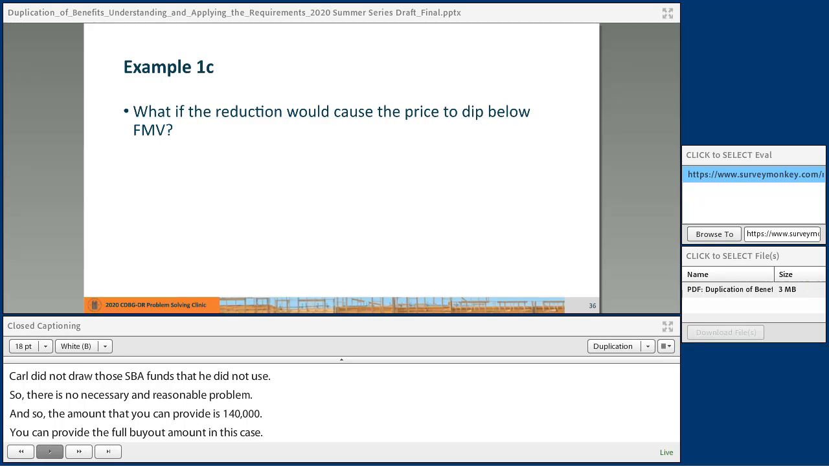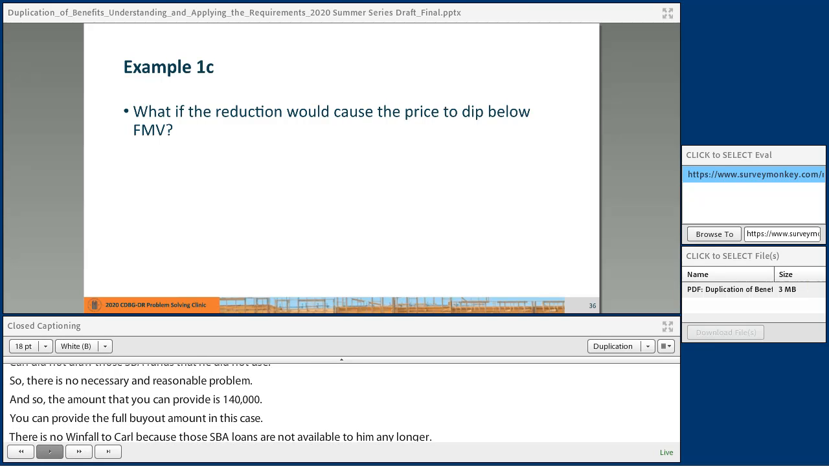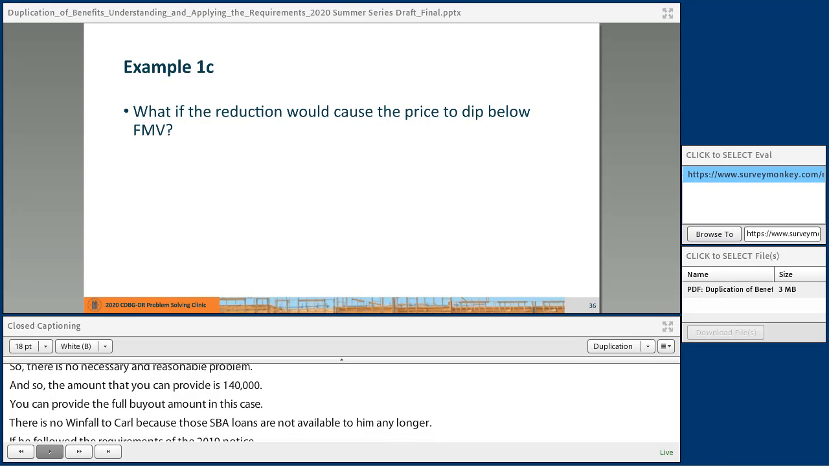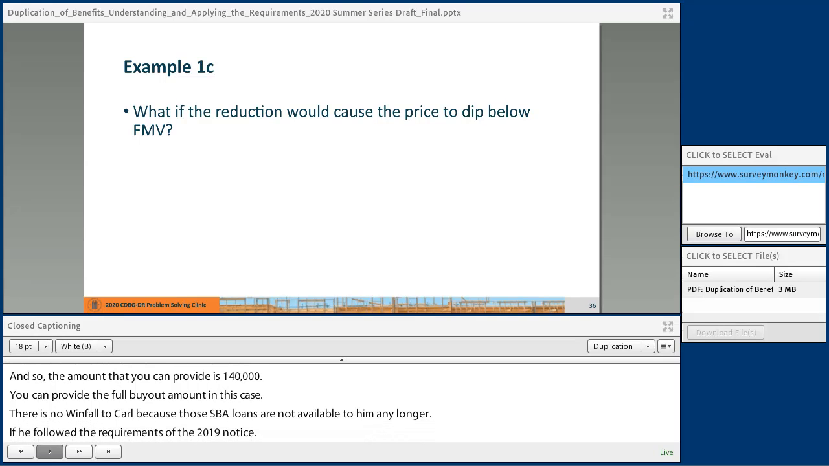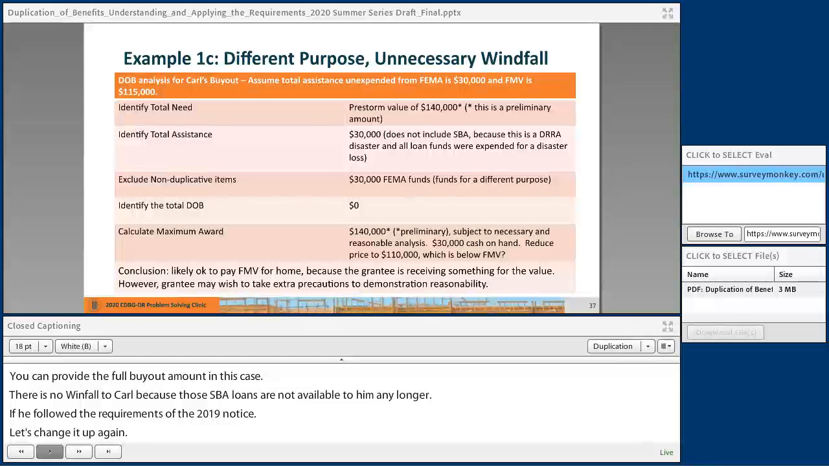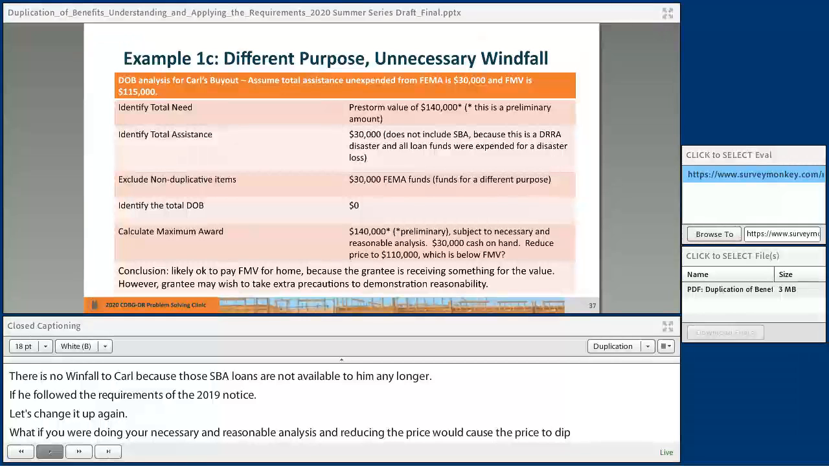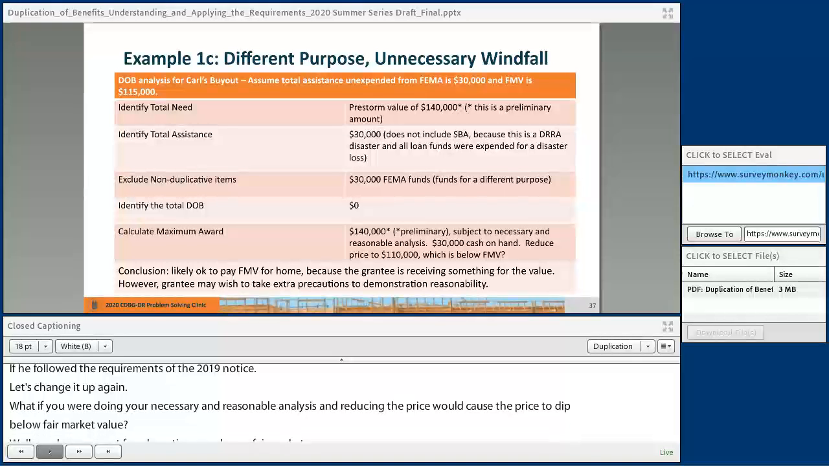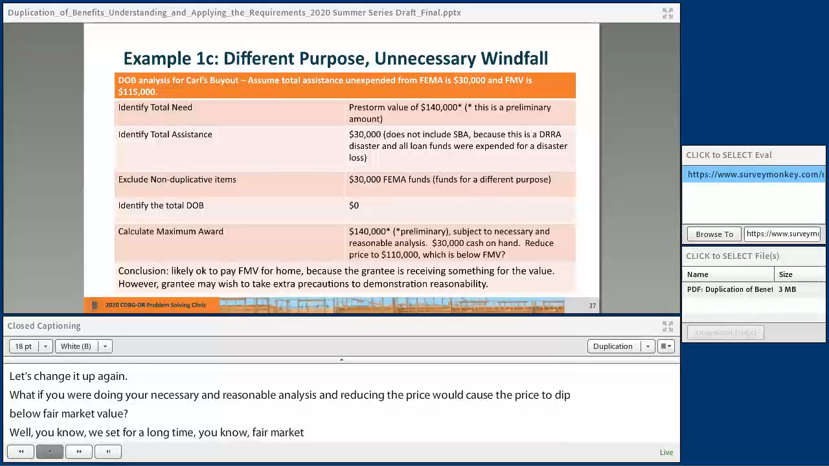So let's change it up again. What if you were doing your necessary and reasonable analysis and reducing the price would cause the price to dip below fair market value? Well, we've said for a long time, fair market value is the amount that anyone would buy that home for on the street. It's not really assistance. It's more of an arm's length transaction. And so you still have to have a necessary and reasonable analysis.